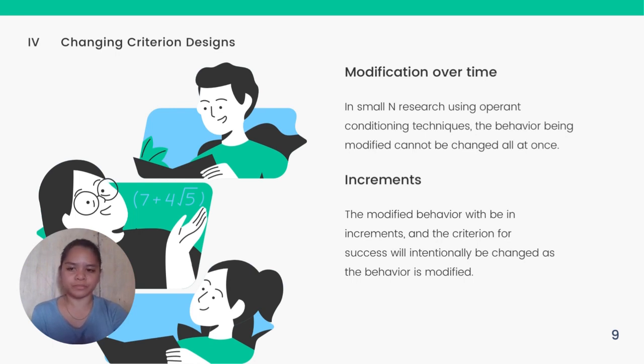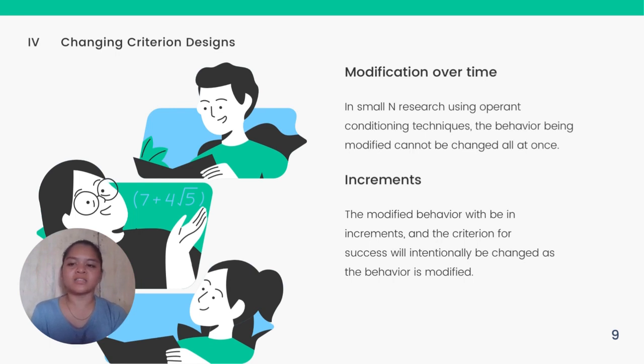For example, suppose a study is being conducted to increase the frequency of a child's verbal interactions with peers using a behavior intervention plan. The initial performance criterion may be set at one verbal interaction per 10-minute observation period.